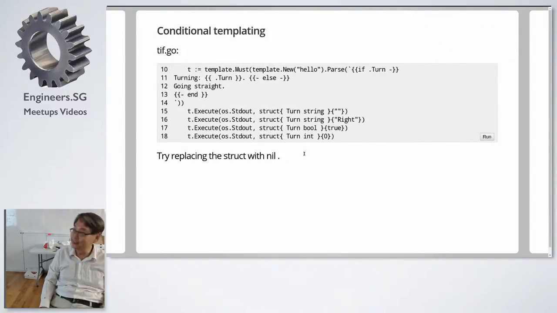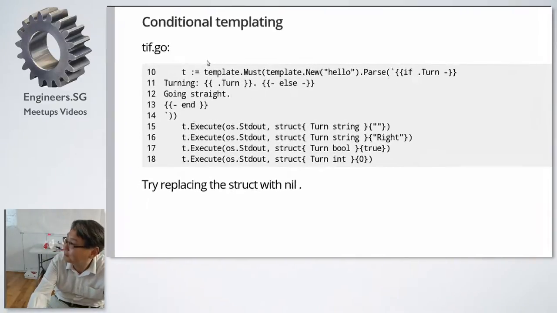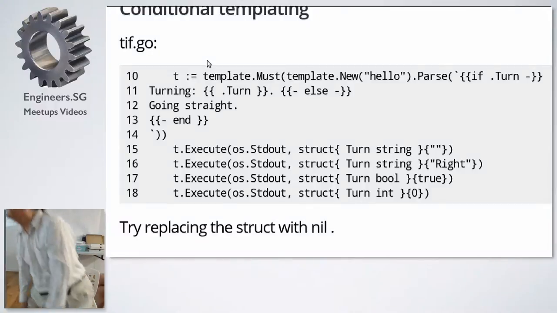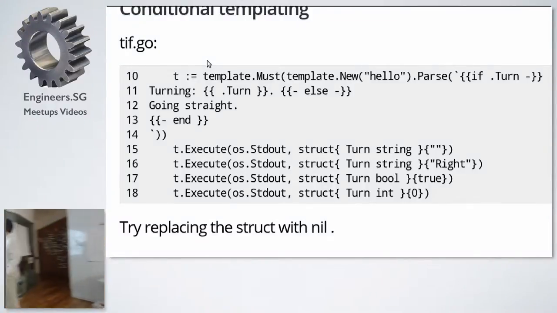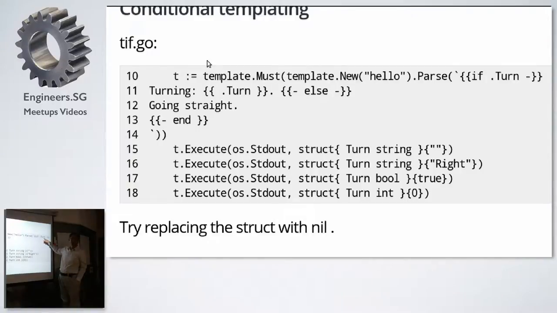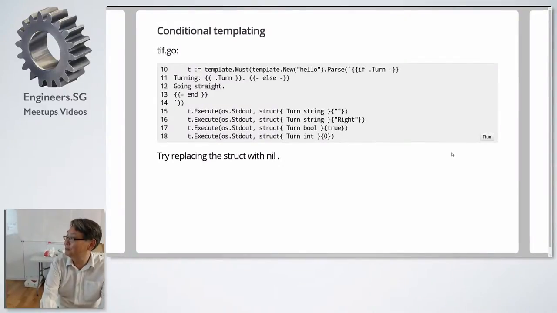It has conditions, conditional templating. Let's make it back row friendly. So if this value turn returns a positive value 1, anything that's not 0 or blank, it will execute turning turn. If not, it will say go straight. Let's pull that out and run this. Let's predict what it will show.